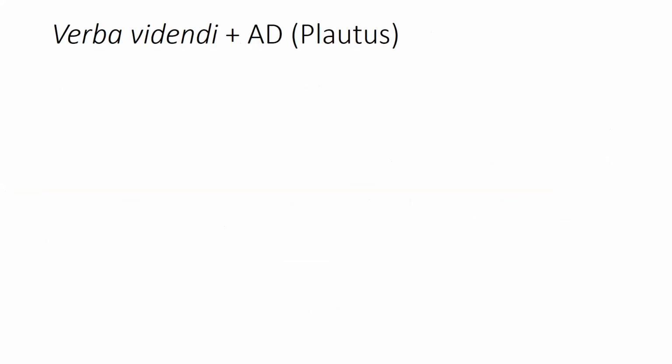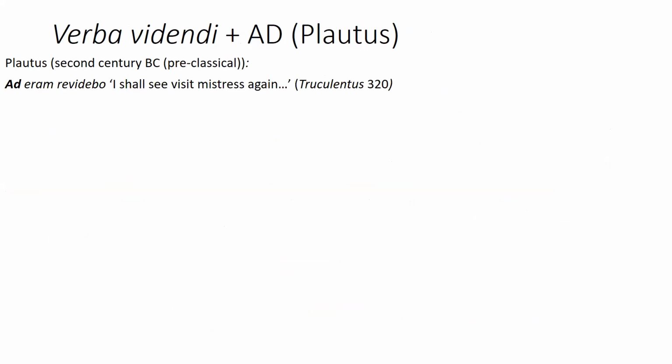So if we go back to the very earliest examples, Plautus. This is some early stuff. So this is pre-classical, almost 100 years before all the major golden age Latin authors. But Plautus, being comedy and hence highly colloquial, contains many forms that anticipate Romance. So, for example, Plautus Truculentus, ad eram revidebo. I shall revisit, or I shall visit my mistress again. Speak at me, look back at me.